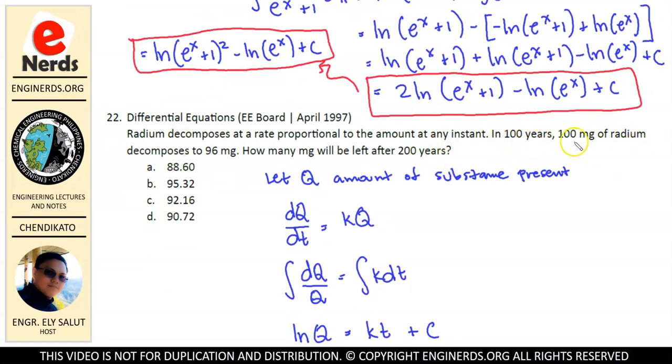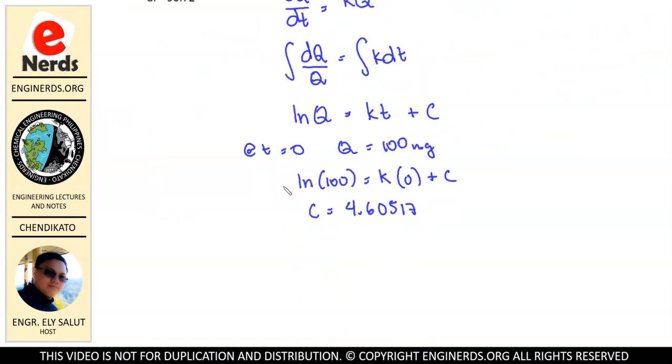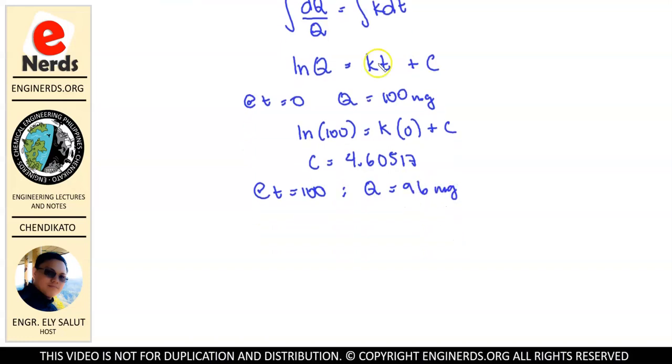in 100 years, so our time is equal to 100, 100 milligrams of radium decomposes to 96. So only 96 of our radium is left after 100 years. So let us have that. At time equal to 100, our Q is equal to 96 milligrams. Okay, so again, let us substitute it here in our equation. We have ln, our Q is equal to 96, and this is equal to K times time, our time is 100, plus C.